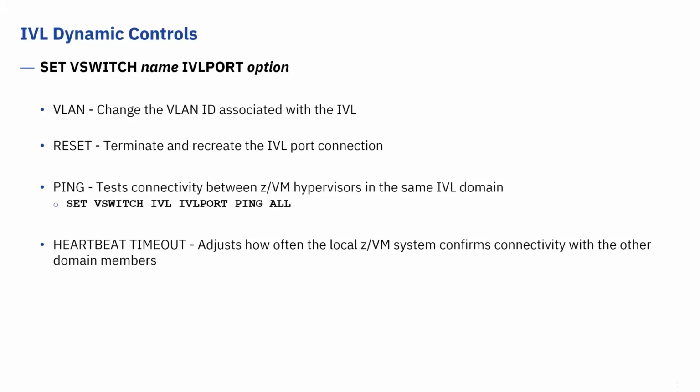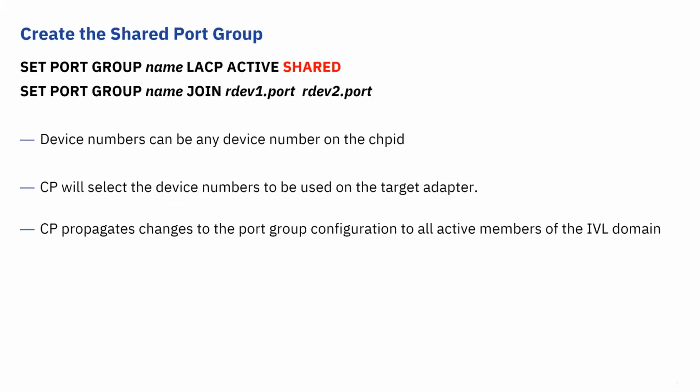You can also adjust how often it confirms connectivity with the other ones, because if it loses connectivity, then all of a sudden the vSwitch is going to go down. Basically the OSAs are going to stop because it doesn't know what's happening in the other LPARs. It can't properly manage it.